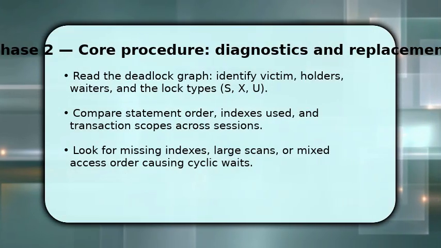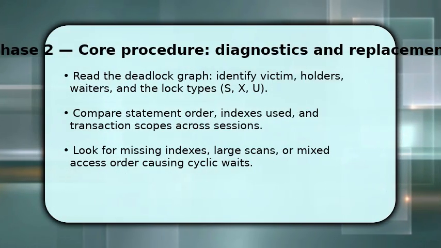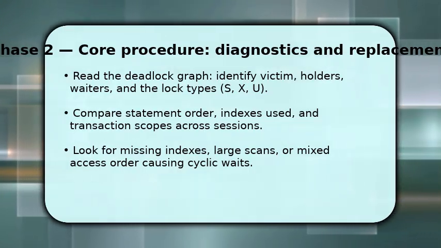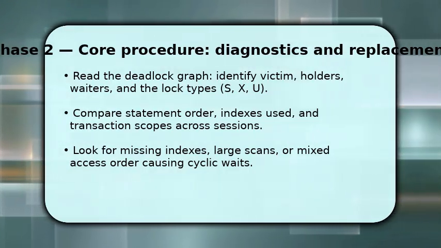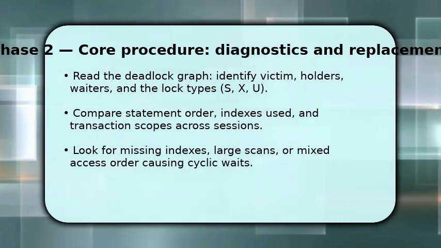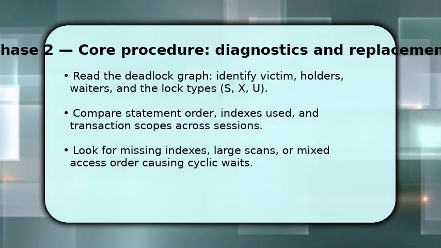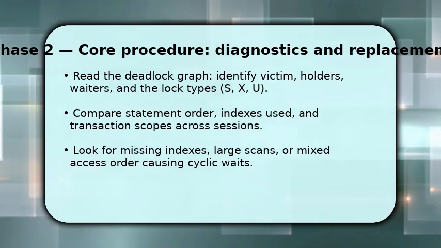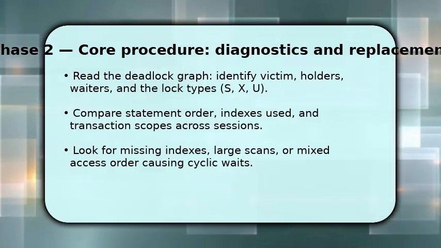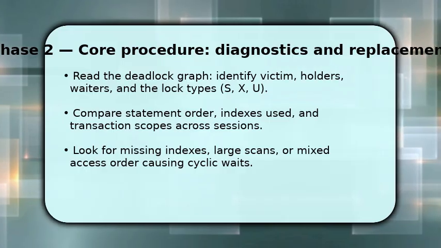Now analyze the deadlock graph to identify the cycle, who holds locks and who waits, and whether locks are shared, update, or exclusive. You should compare the exact statement text and the execution plans. Mismatched index usage often forces scans and lock escalation. Then isolate long-running transactions and large DML batches, because they increase lock duration and collision probability.